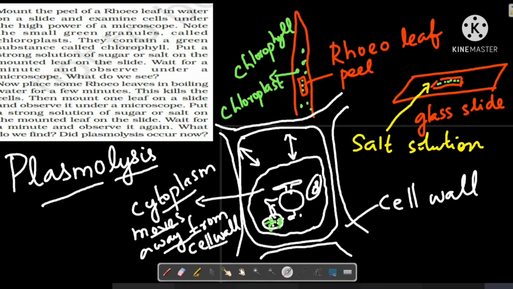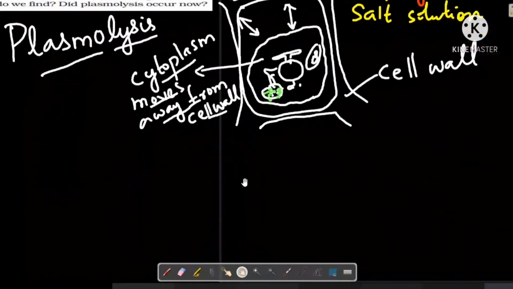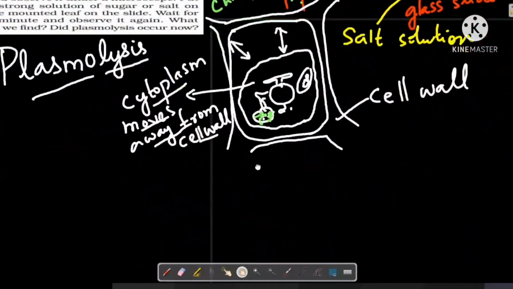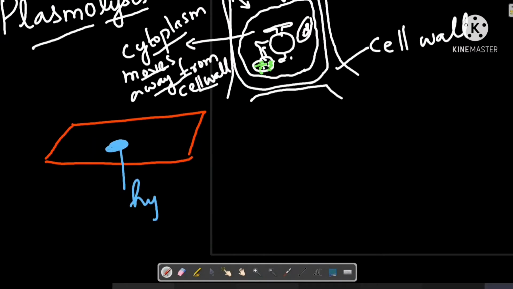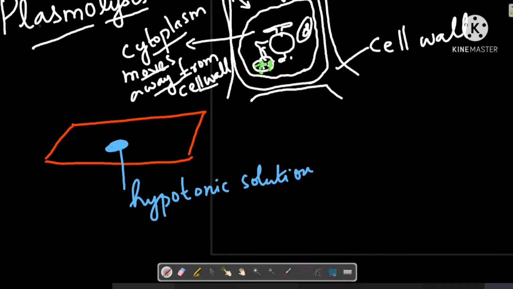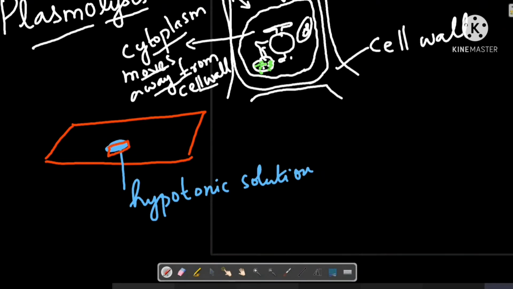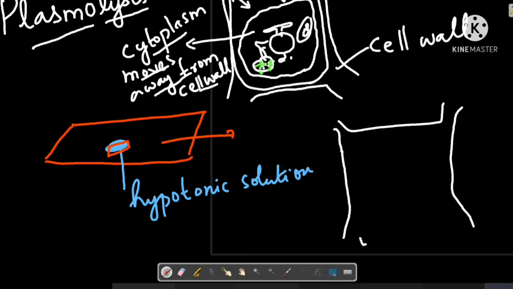Next, we can also put it in hypotonic solution. So take another peel from this Rio leaf and keep it in hypotonic solution. Another glass slide you have to take, and this time we have to use dilute water. We can use water, a hypotonic or dilute solution, which does not have any salt or sugar. In such a solution, when you keep the Rio leaf, what will happen is the cell wall will not undergo any change. Cell wall gives strength to the plant cell actually.